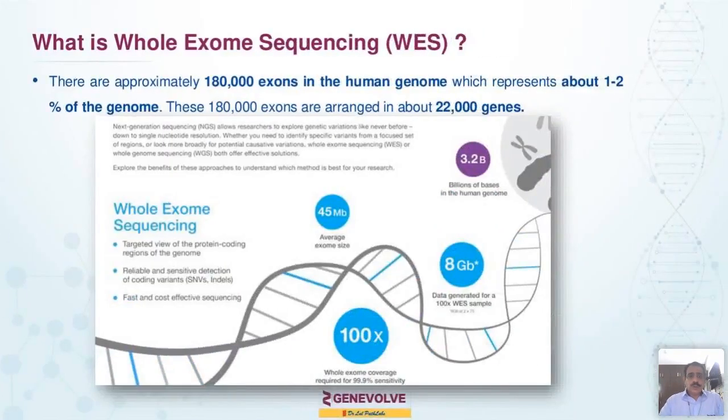So whole exome sequencing involves the sequencing of around 180,000 exons in the human genome, which represents only about 1 to 2% of the genome. So it's not that we are looking at the entire genome. It is only around 1 to 2% of the genome. But these are all the things which are making the proteins. And these 180,000 odd exons are arranged in about 22 thousand genes.